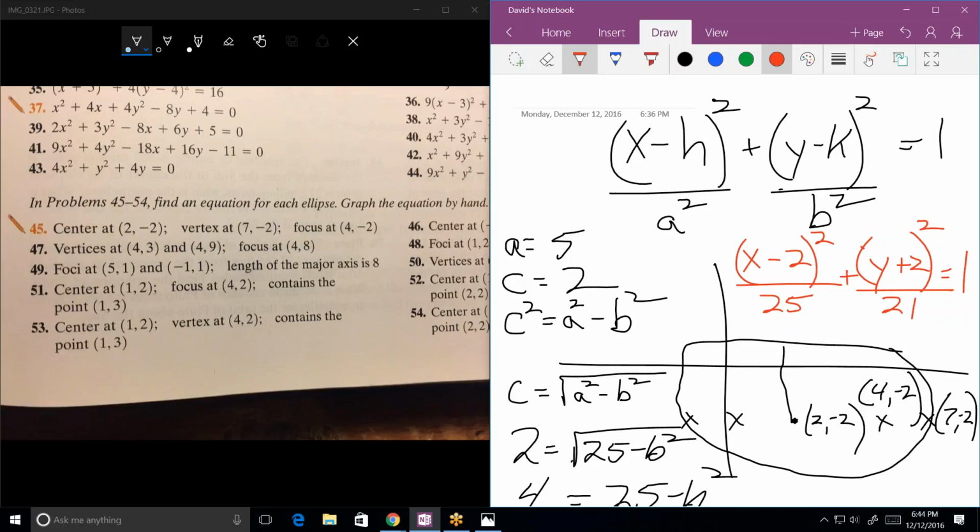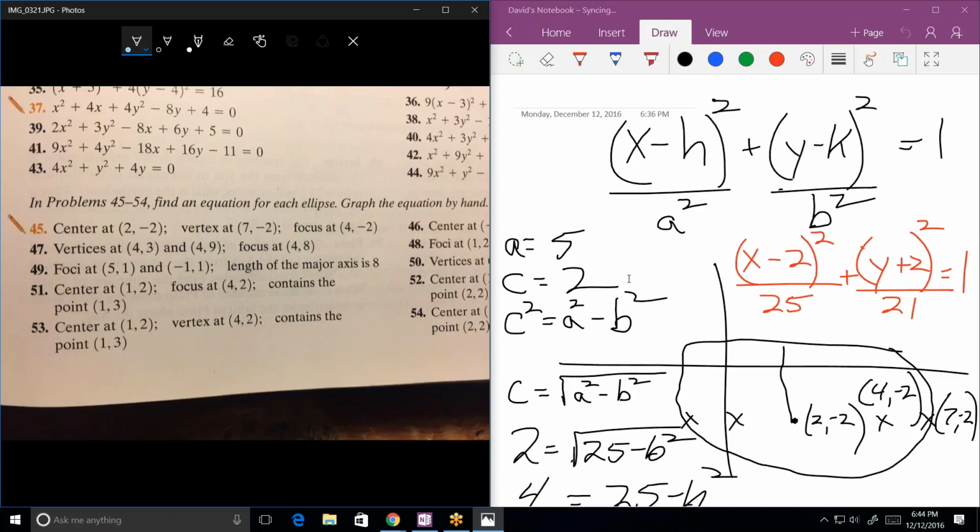Okay, yeah. And that was all they wanted, right? I'm not missing any part here. No, that's the only thing they wanted: to graph it by hand and just find the equation. Okay.